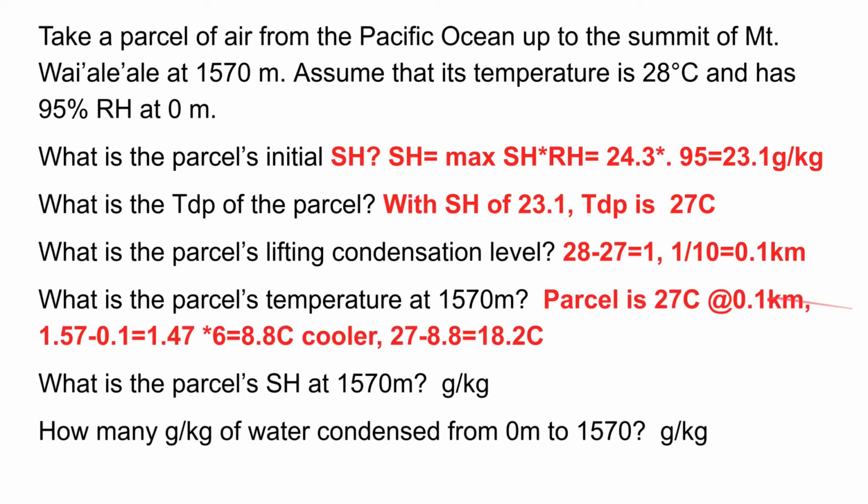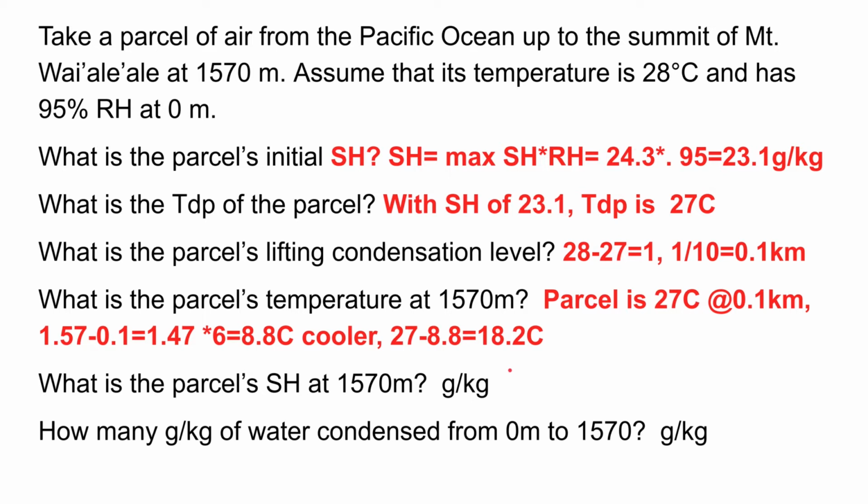So we know the parcel is 27 degrees at 0.1 kilometers. It's going to go from 0.1 up to 1.57 kilometers. So it's going to get lifted up. Do the math over here, 1.57 kilometers minus its starting altitude of 0.1. So it's going to have to go up 1.47 kilometers. It's cooling at the moist rate of 6 degrees per kilometer. So it's going to cool by 8.8 degrees. It was 27 at dew point temperature, 27 minus 8.8, 18.2 Celsius. So the parcel's temperature at 1570 meters is going to be 18.2 Celsius.